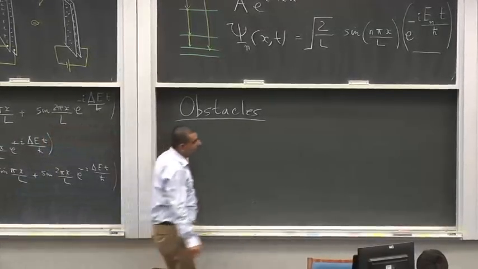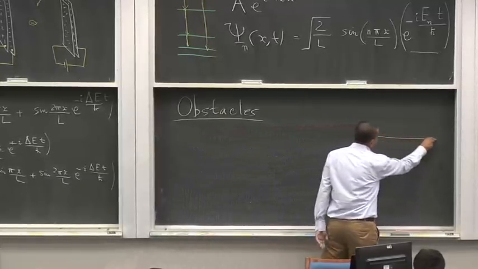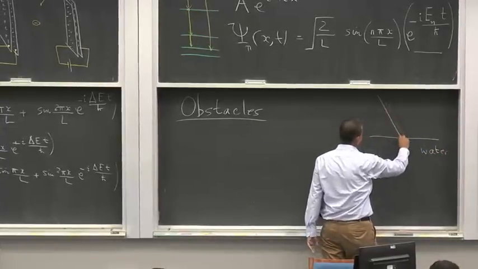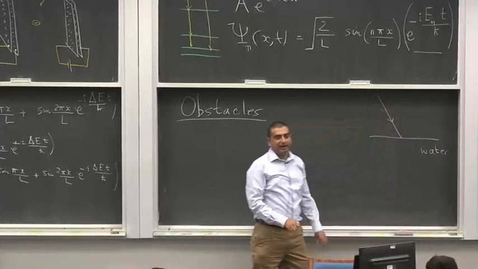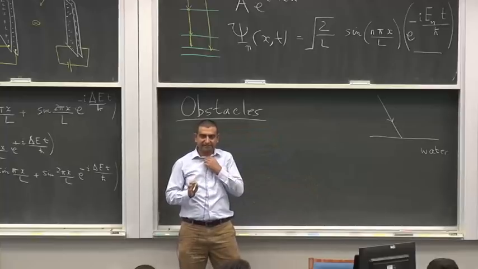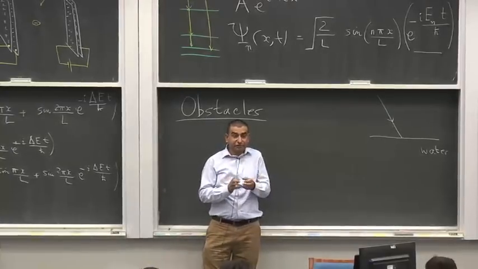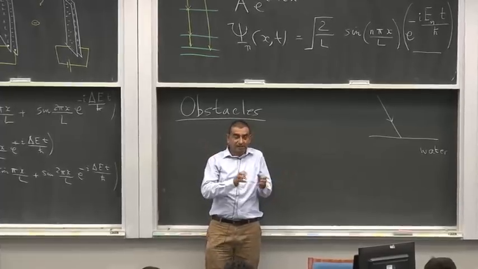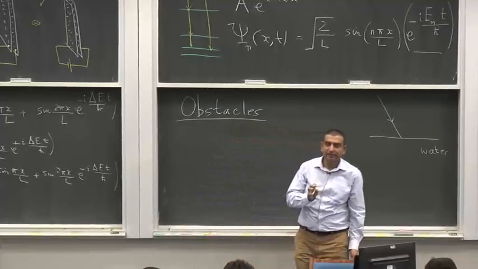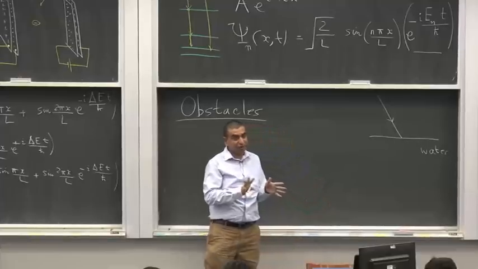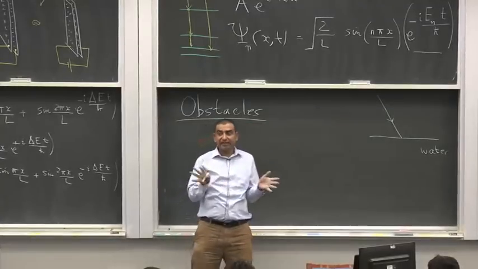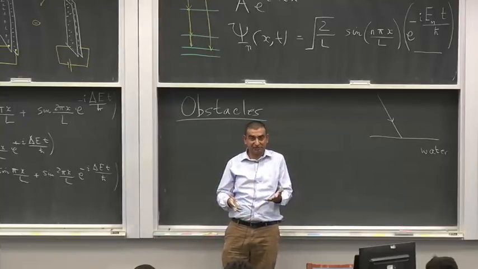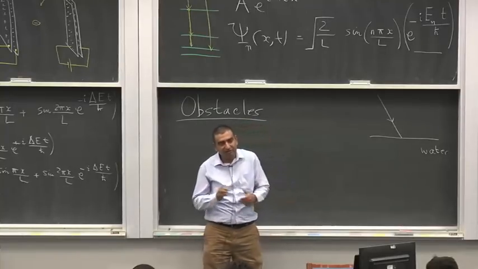For example, you have water here and light comes in from air and hits this surface of water. This could be a single photon coming in, by the way. It could be quantum light. A single photon comes in and sees a barrier, sees an obstacle, because its medium has changed. It was in vacuum and now it's in water. It sees an obstacle. How does it respond?